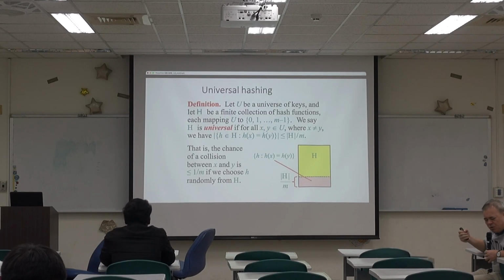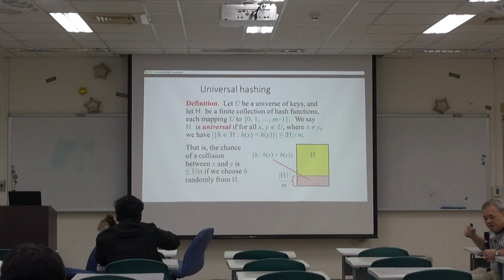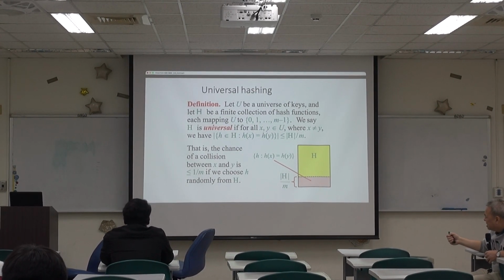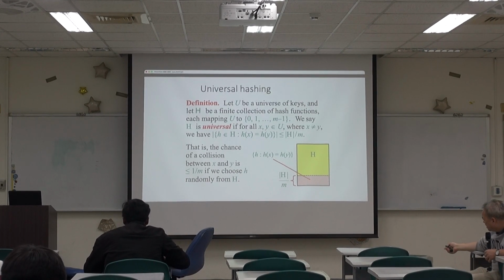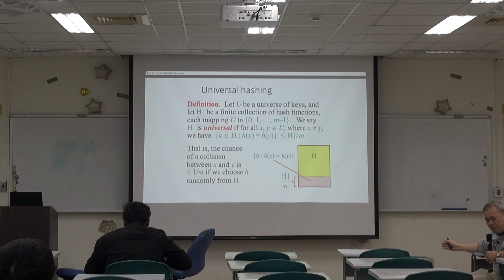So if H is universal, then we can guarantee that the random choice of hash function means the probability of two different keys colliding is bounded by 1 over n. And remember, n is the size of the hash table, by the way.